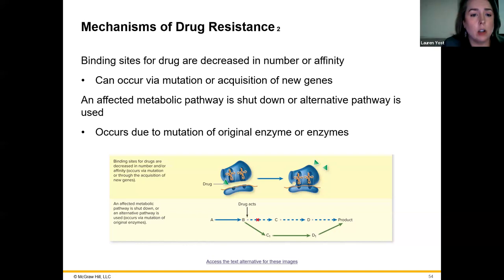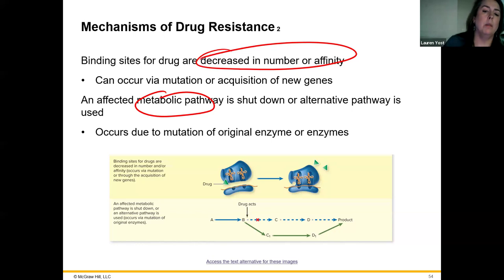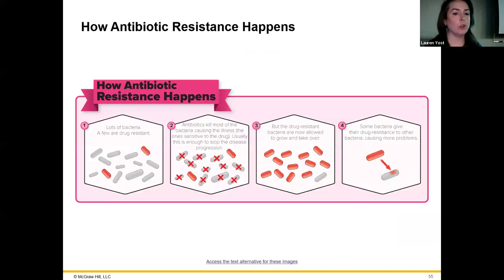And then we have changing of metabolic pathways. So we had the decreased affinity sites and the metabolic pathways. So like the folic acid synthesis. What if we changed the intermediate that we need? We can completely change this chemical pathway that we normally go down. Mutations can allow us to do that by changing the enzymes we're using and therefore the things that they're going to act on. So cool. So that's the ways that they can work.